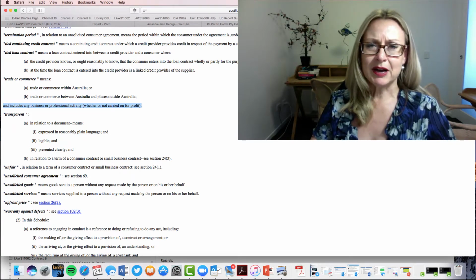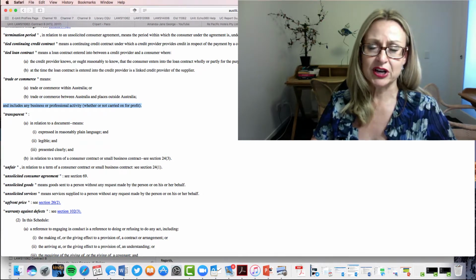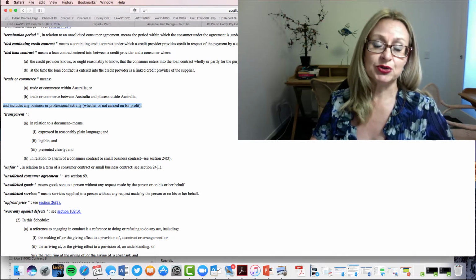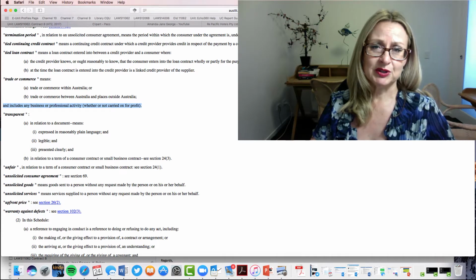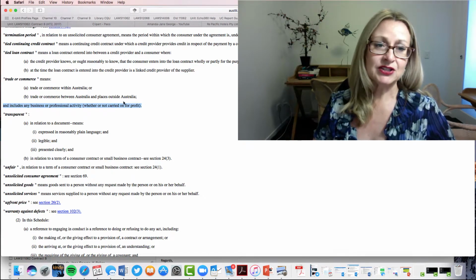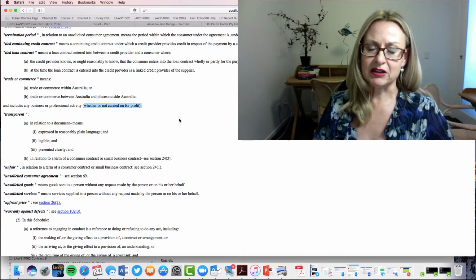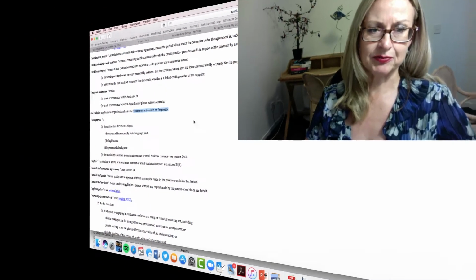There was also some uncertainty as to whether not-for-profits and charities were considered to be trading entities for the purposes of the legislation. There was no clarification in the past iteration of consumer legislation, and so now here we have non-profits clearly being captured by the legislation.